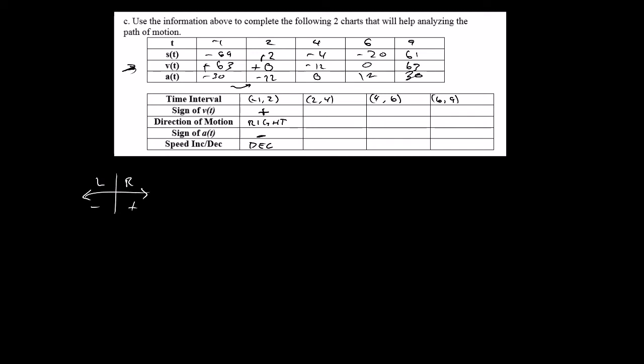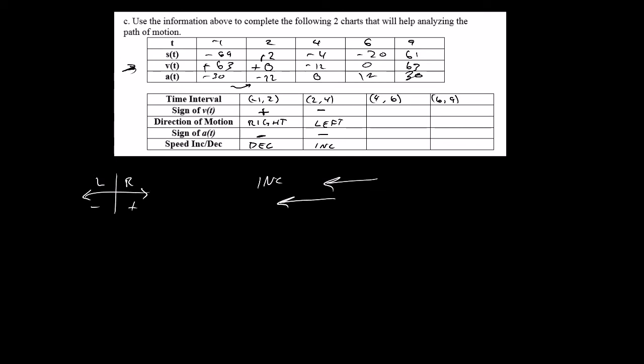So let's look from 2 to 4. From 2 to 4, our velocity is negative, so that means we're going to the left. And our acceleration is still negative. And if we have a negative with a negative, that's going to be increasing speed. Because if you think about it, if I'm going to the left and my acceleration is accelerating to the left, that means that I'm going to be increasing.